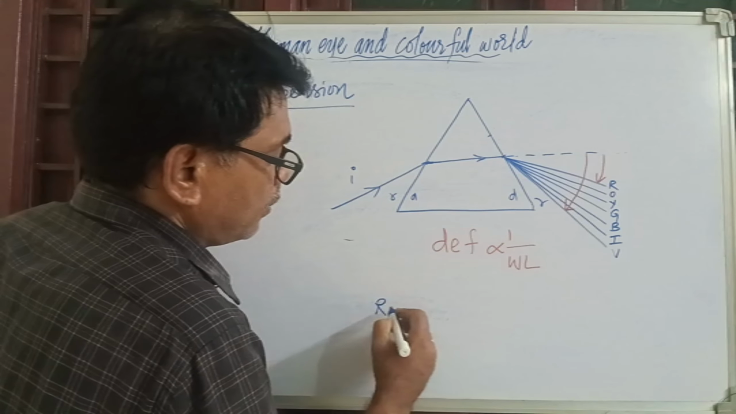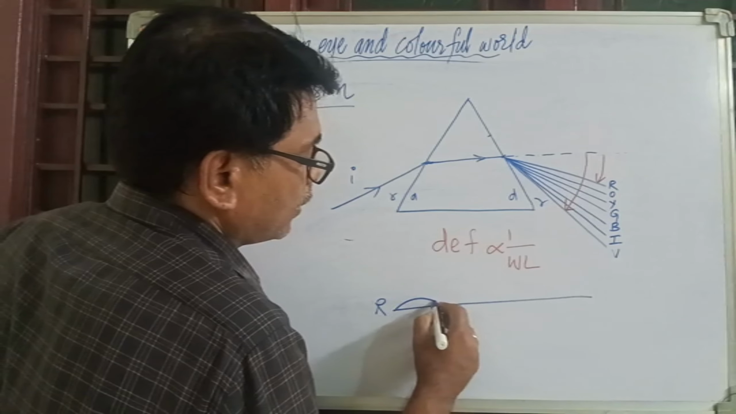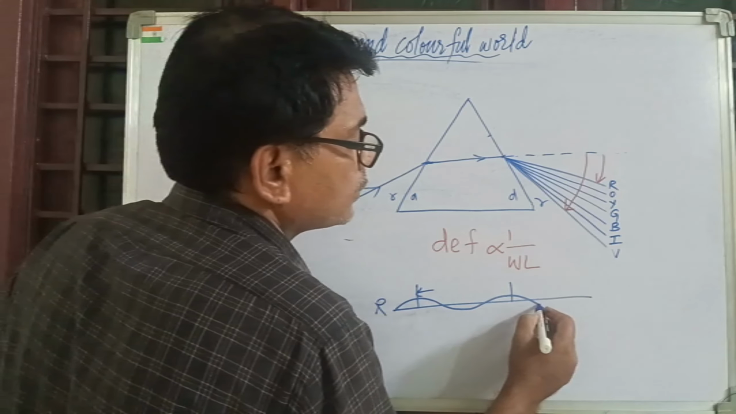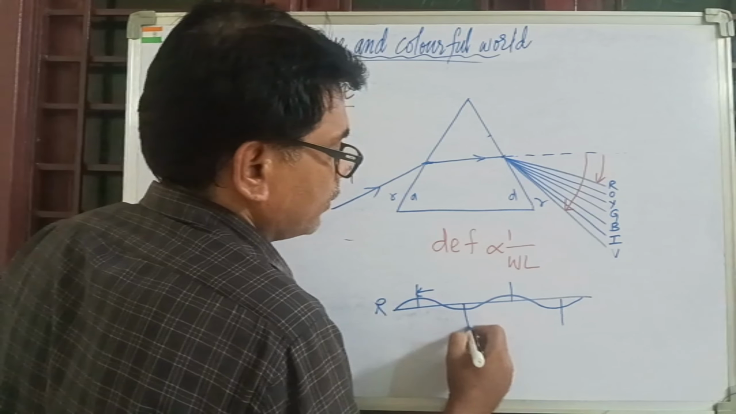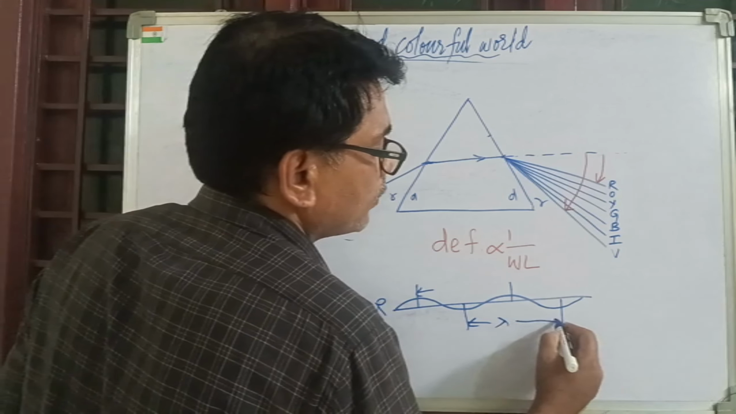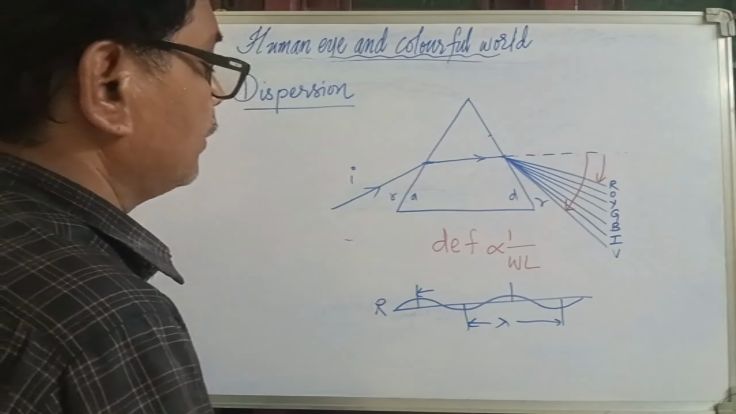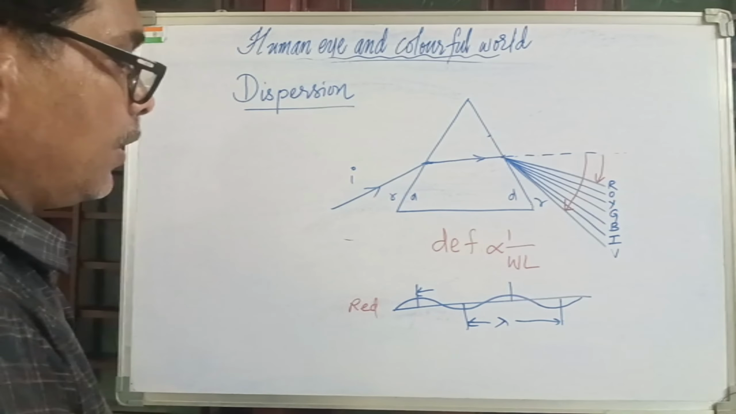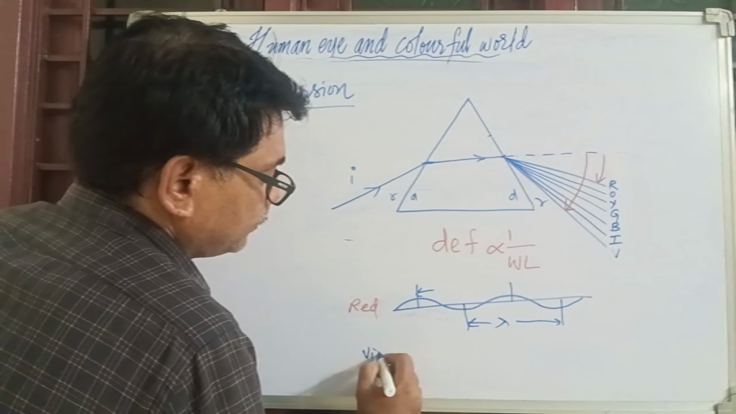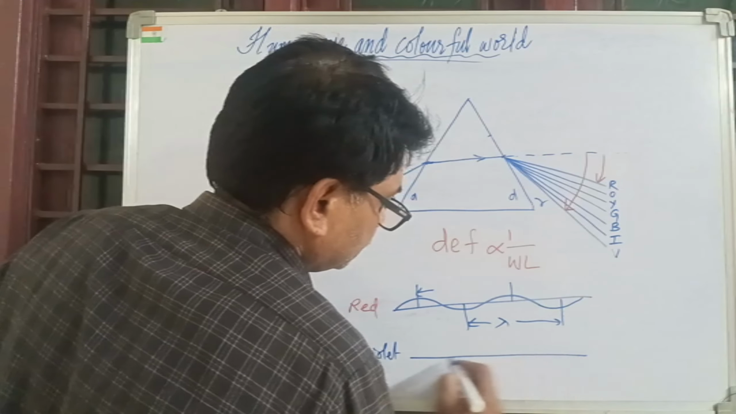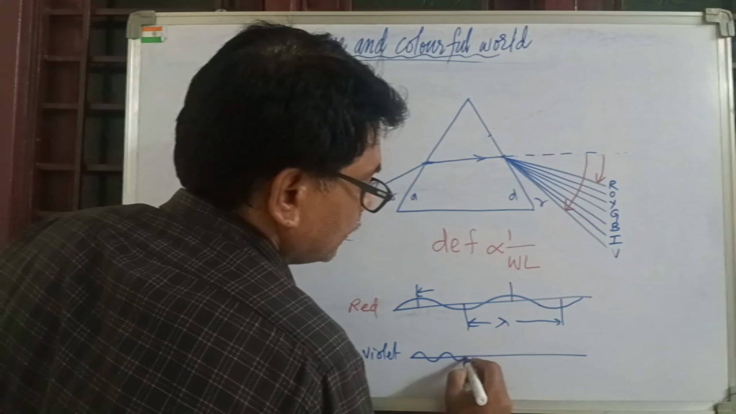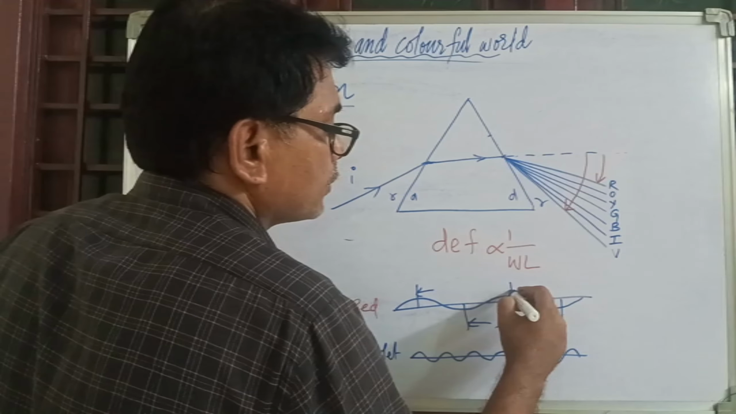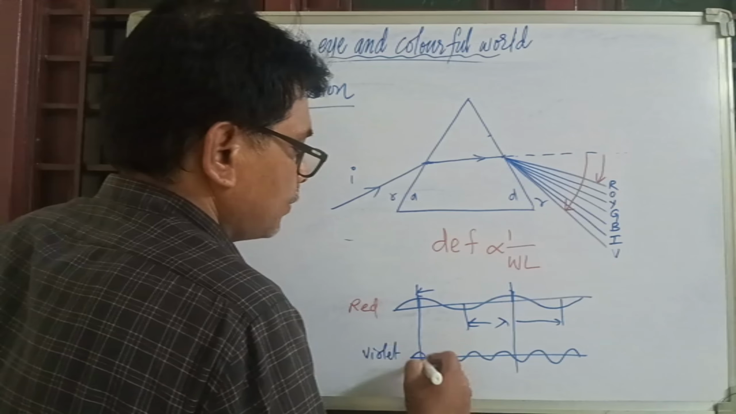Suppose you are taking red color. This is the wavelength of a red color. The distance between two successive crests, or the distance between two successive troughs, we call wavelength. This is wavelength, and let us consider this for red. Now let us speak about violet over here. This is violet. So let us draw the same thing down.